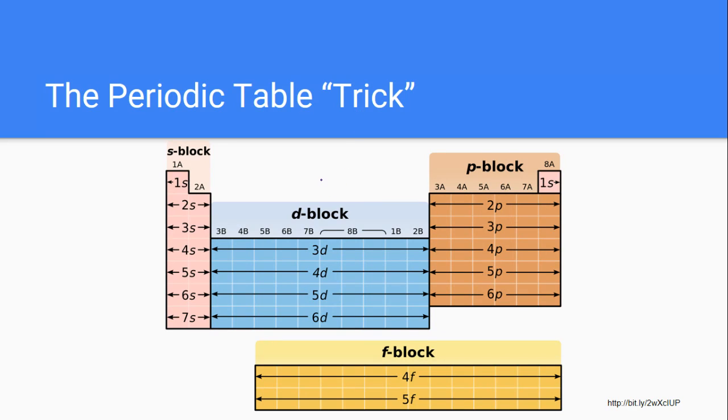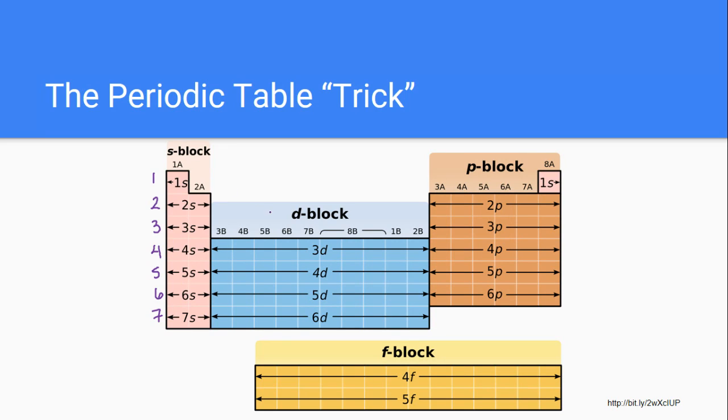So on your periodic table, the first 2 columns, the first 2 groups, are referred to as the S block, or the S filling block. What that means is that these are going to represent the S's: 1S, 2S, 3S, 4S. How you remember the numbers is you just number the rows. You literally just count down on your reference table and see which row it's in.